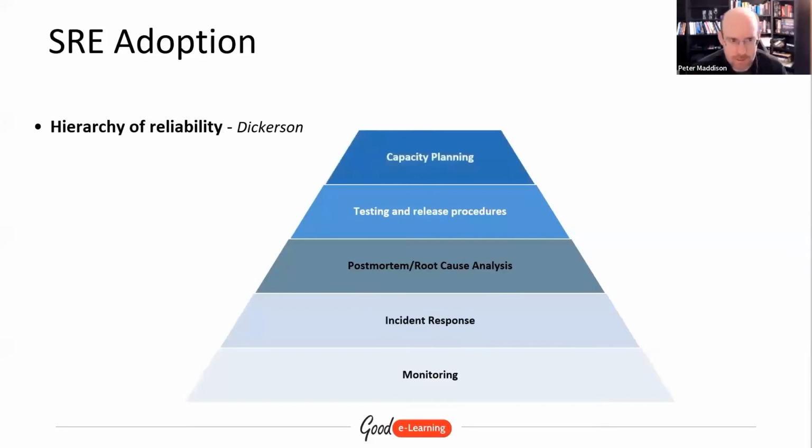Looking at capacity. How do we measure for the capacity that we need? Do we have things like auto scaling and other capabilities in place? How are we managing for increased or reduced capacity within the delivery of the service?